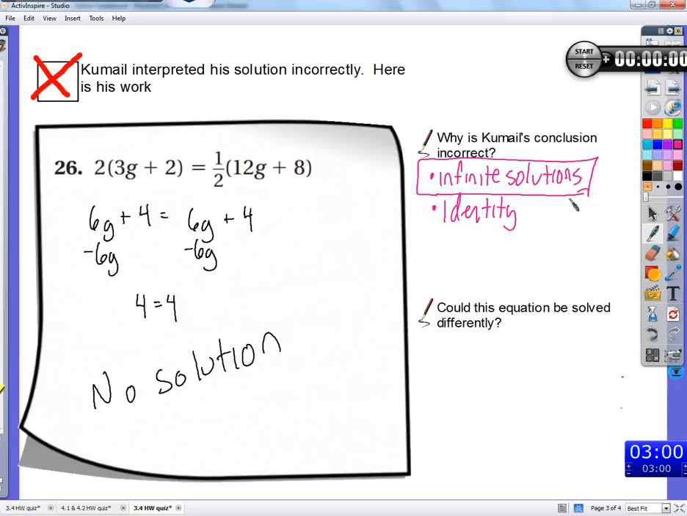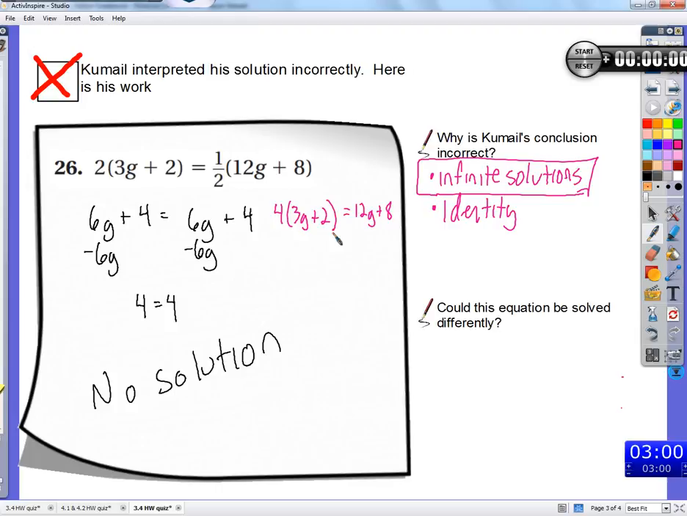We got to the problem that Camille had, so could we solve this equation differently? We're going to come up with the same answer, but can we go about it a different way? What could we do? We talked about how we get the correct answer. Here's what Kumail did: distributed the 2, distributed the 1 half, subtracted the 6g from both sides, got 4 equals 4. Is there another way to start? You could divide by 0.5 on both sides. Divide this side by half, we get 12g plus 8. And over here, dividing by a half is the same as multiplying by 2 over 1, so we would get 4 times 3g plus 2.